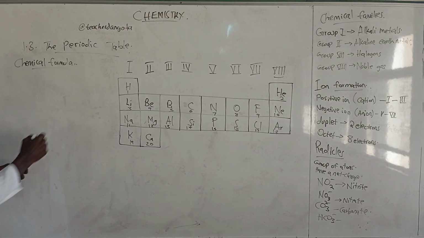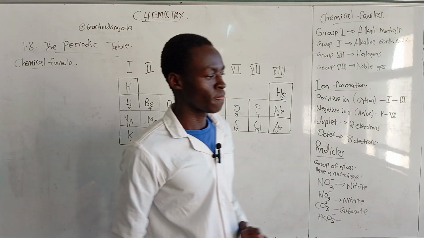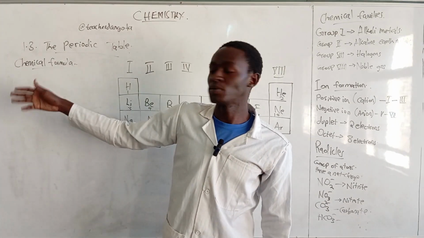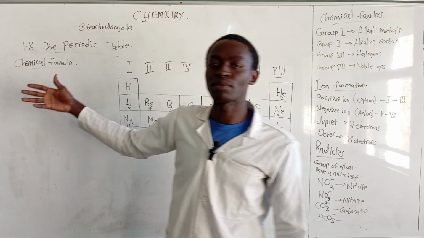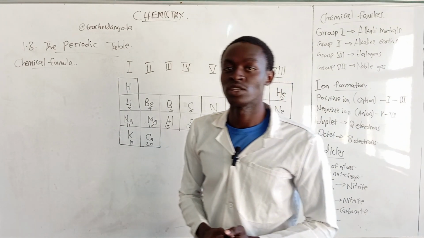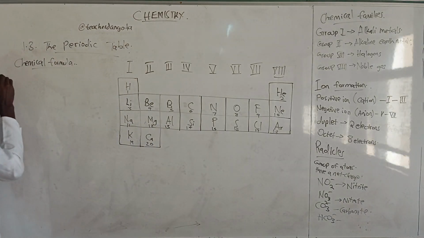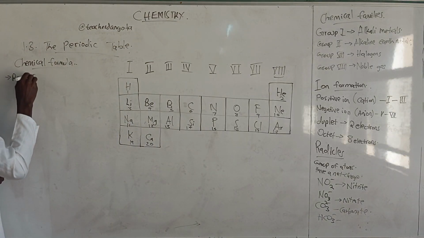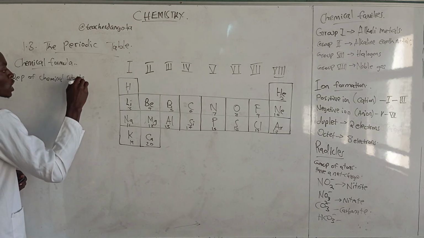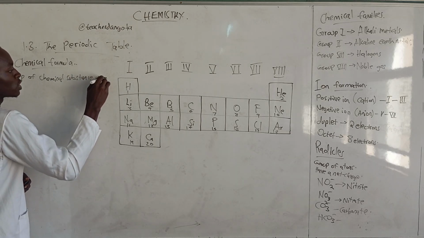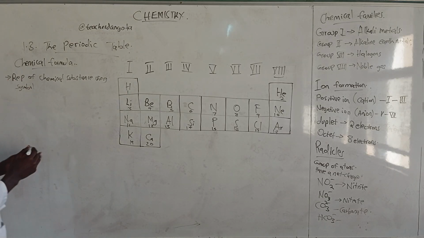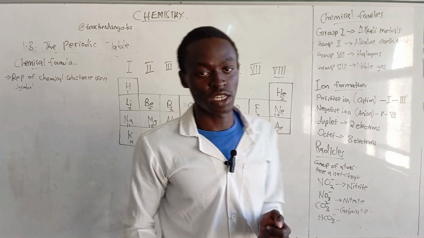Chemical formula. Now, what is the chemical formula? A chemical formula is a representation of a chemical substance using chemical symbols. So this is the representation of a chemical substance using symbols, and not just any symbol, but a chemical symbol.